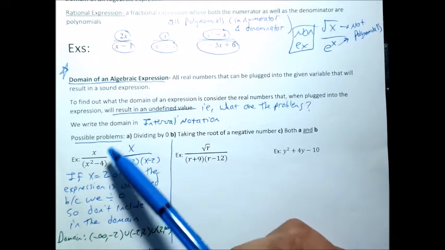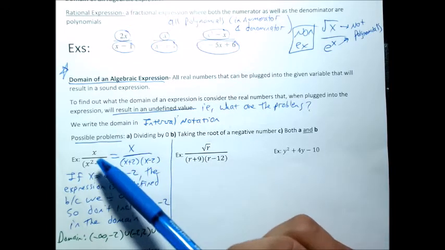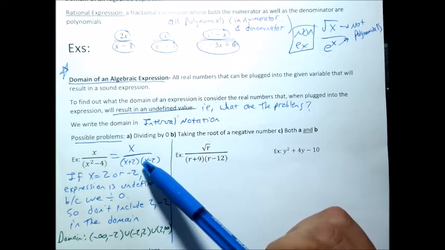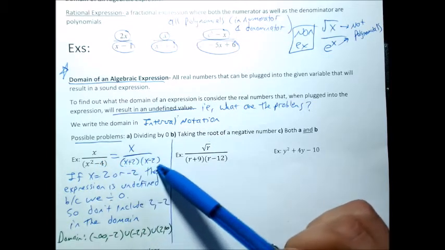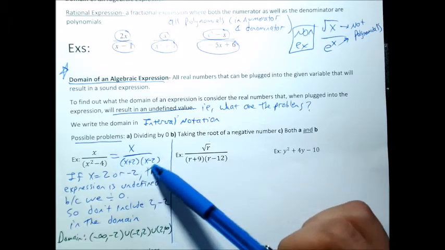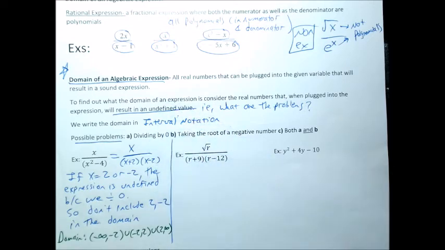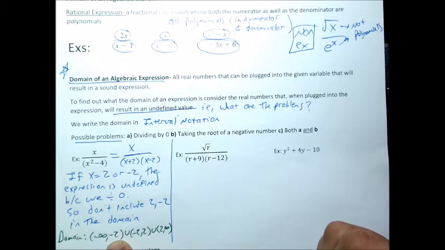So in this first example that we did, we factored the denominator into x plus 2, x minus 2, and this showed us that you can't plug a 2 in or a minus 2 in because we'll end up dividing by 0. And so when we wrote down the domain, we skipped over those two numbers, right? That's what this was down here. This was us skipping over 2 and minus 2 in the domain.